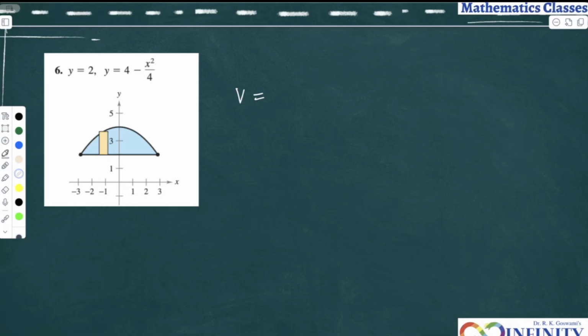Okay, so it would be pi the integral from -3 to 3 of parentheses 4 minus x squared over 4 parentheses squared, minus 4, dx. Perfectly okay. Just quickly two more questions and then you're free for the day.